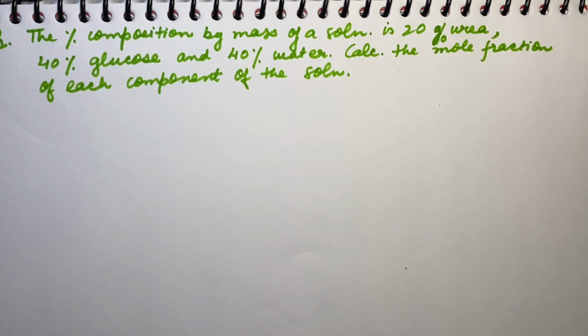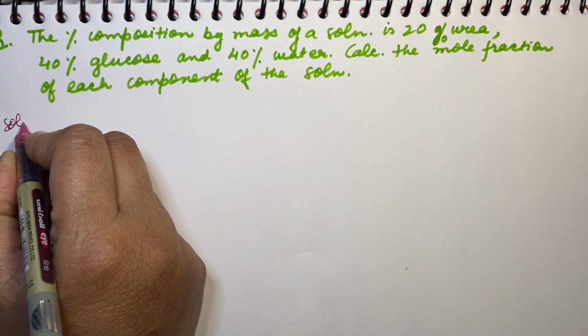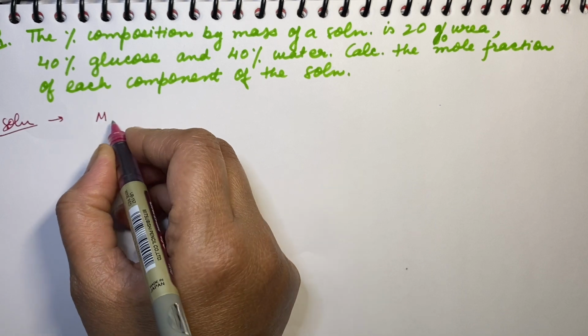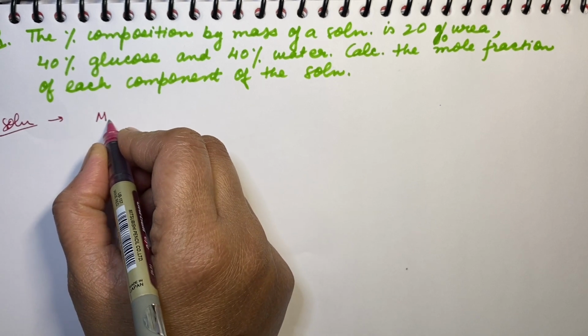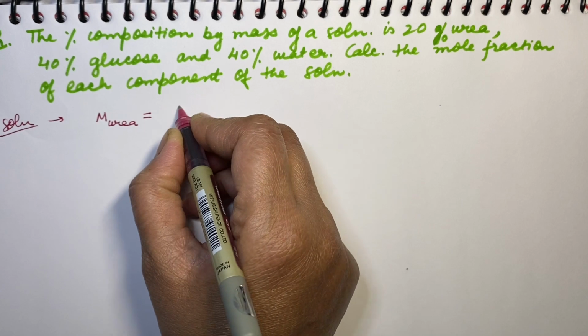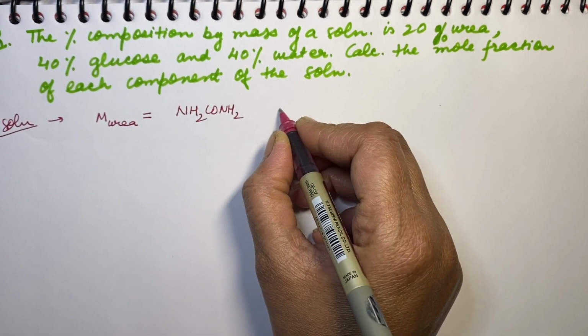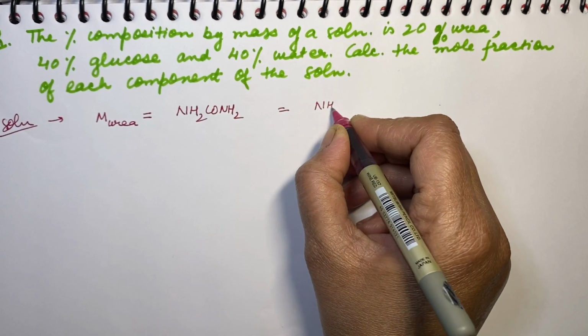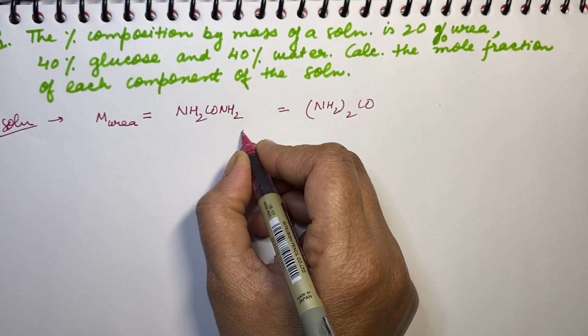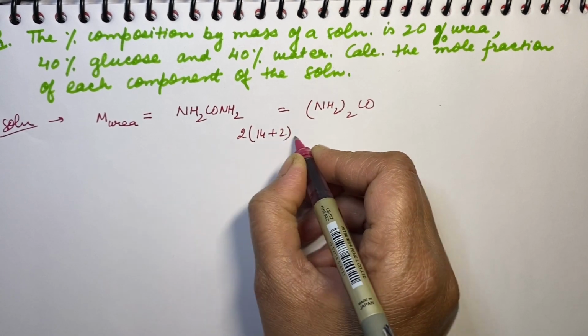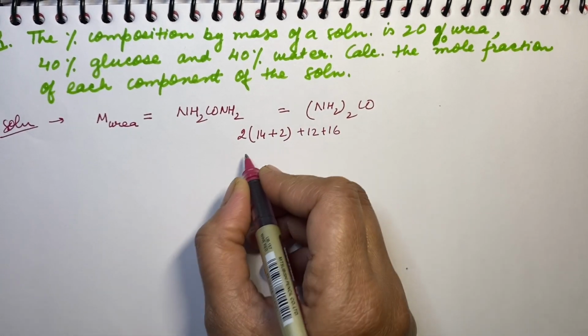Question. The percent composition by mass of a solution is 20% urea, 40% glucose and 40% water. Calculate the mole fraction of each component of the solution. So first of all, we have to calculate the molar mass of urea. The formula for urea is NH2CONH2. So the molar mass is 2 times 14 plus 2 plus 12 plus 16.